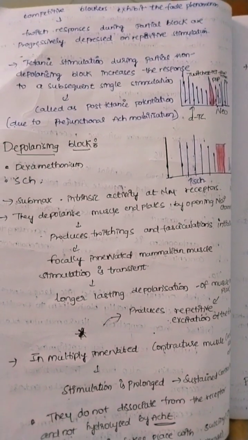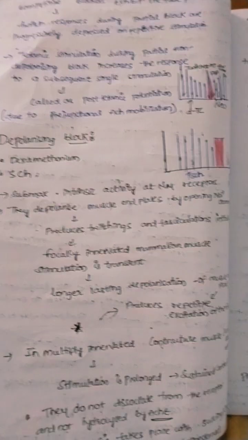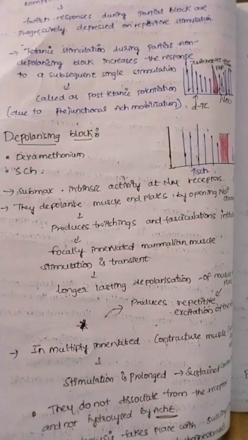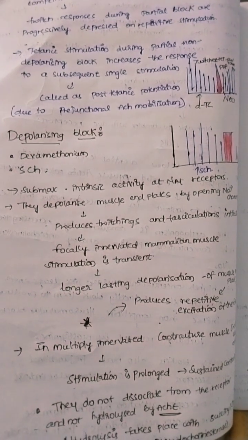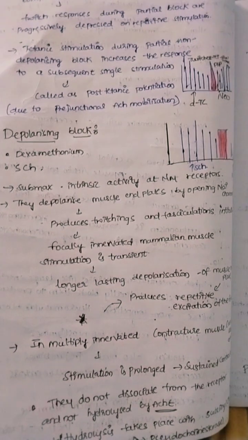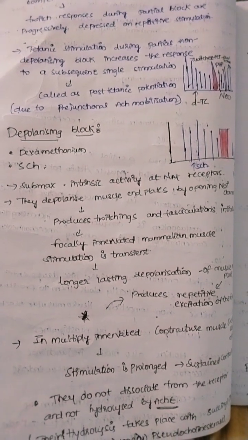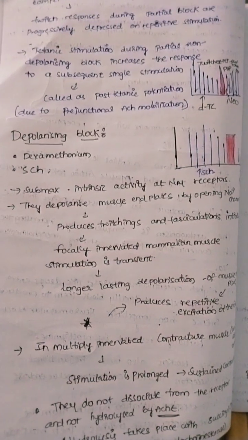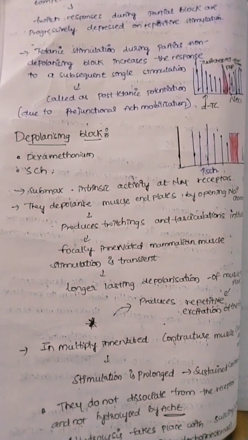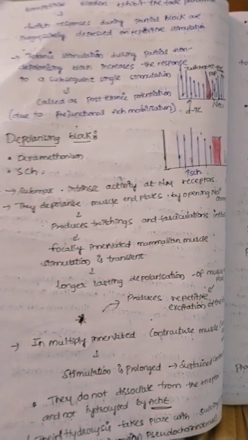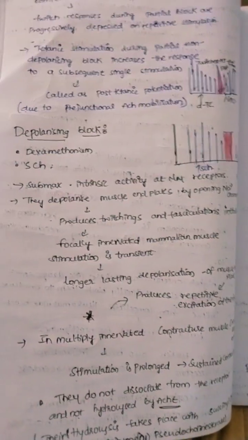On repetitive stimulation of muscle fiber, the twitchings will be decreased. This is known as fade phenomena. If tetanic stimulation occurs, then for a single impulse, there is a gradual increase in the response. This is known as post-tetanic potentiation. It occurs due to presynaptic ACh mobilization.